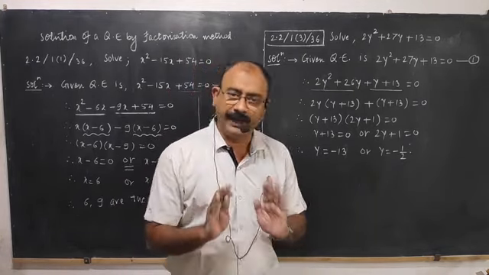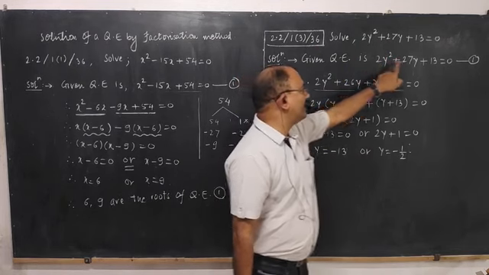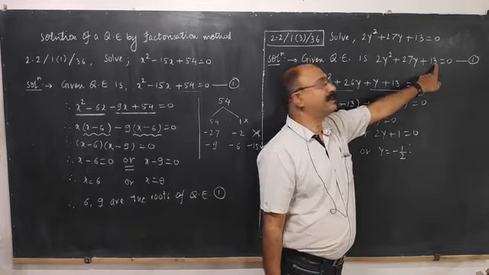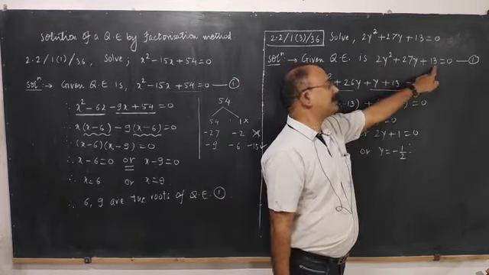This is the equation which we have to solve. What is step 1? You have to multiply the coefficient of square term with the last constant term. So 2 into 13 comes out to be 26. Okay, 13 2s are 26. And we have to factorize 26 again in the same manner, such that the sum of the factors must be equal to the middle coefficient.